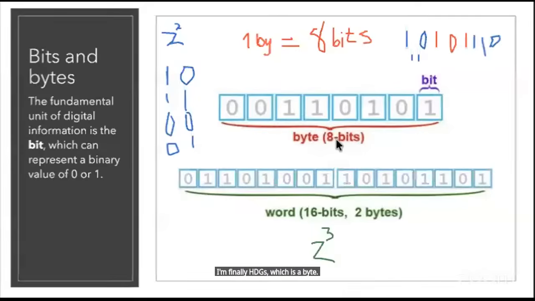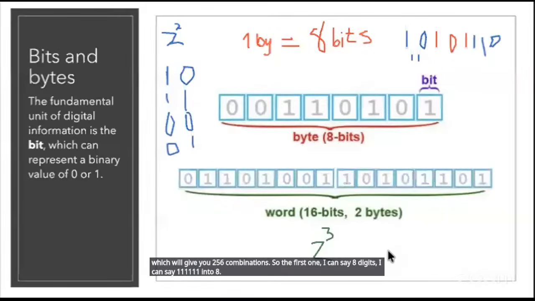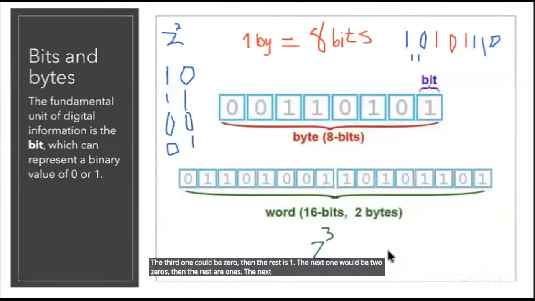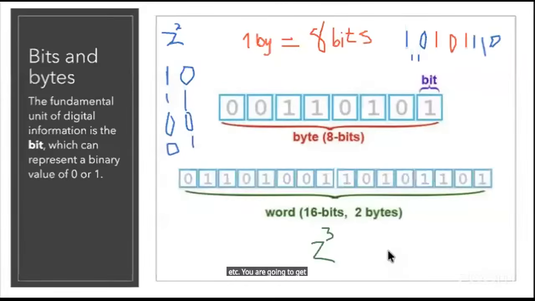That was why I started. 8 digits, which is a byte. How many combinations will you get? 2 raised to power 8, which will give you 256 combinations. So the first one, I can say 8 digits, all 1s. Next one, 1 four times, then 0 to make it 8. The third one could be 0, then the rest is 1. The next one will be 2 zeros, then the rest are 1s. The next one could be 3 zeros, the rest are 1, etc. You are going to get 256. That is what I am saying.